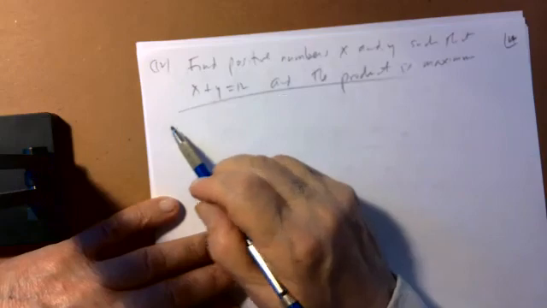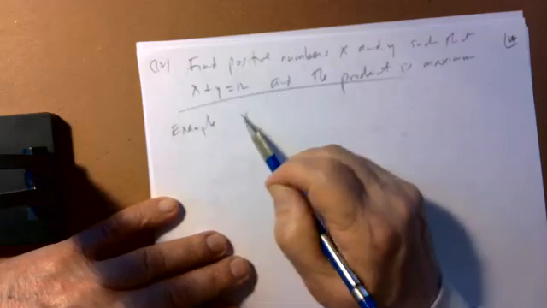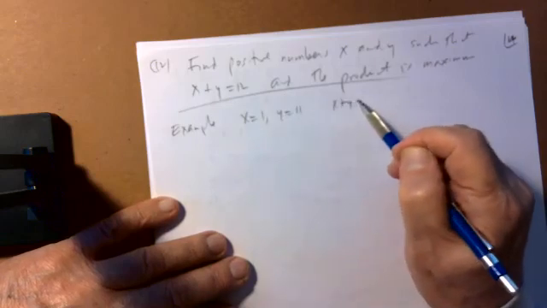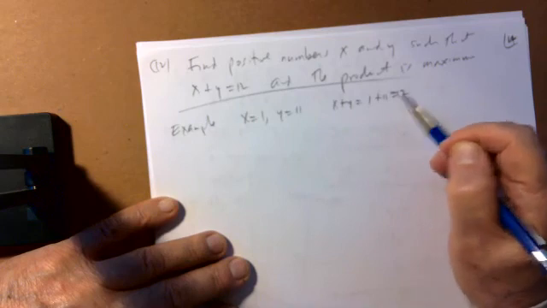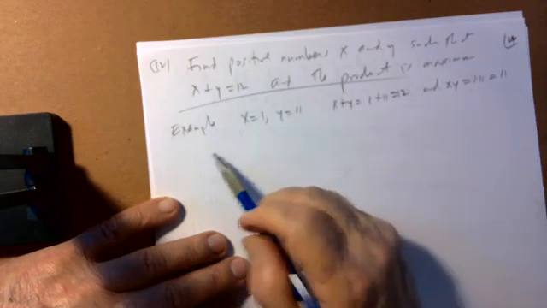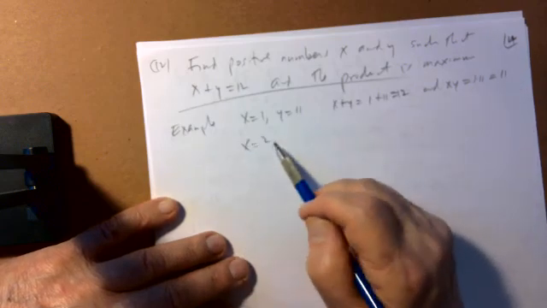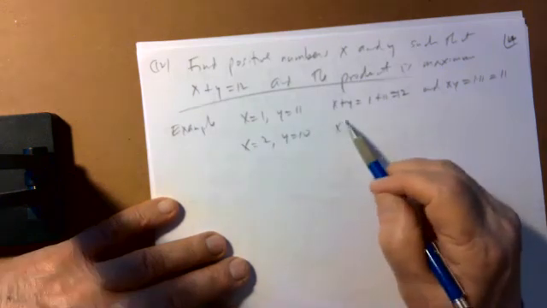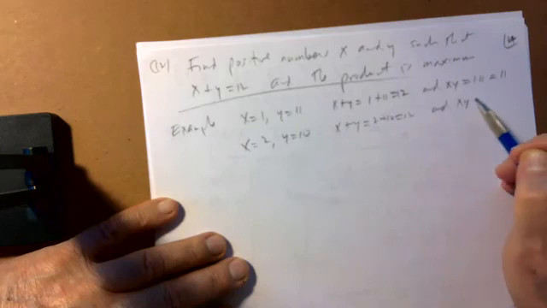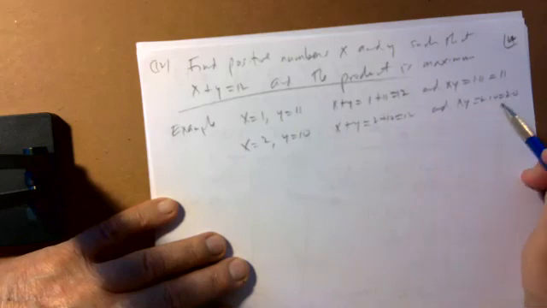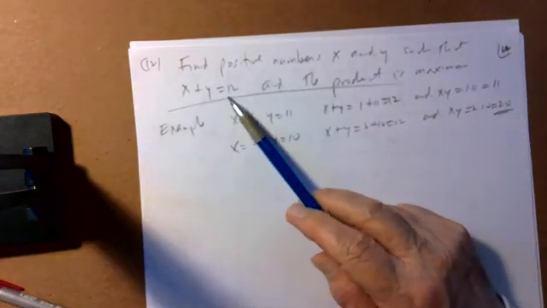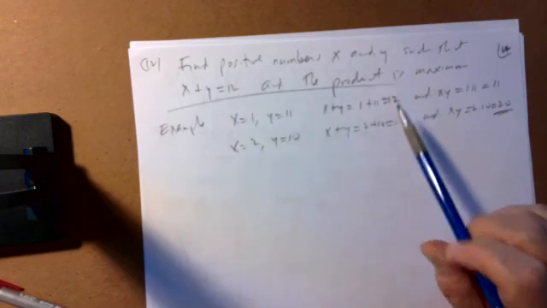So for example, if you take x equal 1 and y equal 11, x plus y is 1 plus 11 is 12, and x times y is 1 times 11 is 11. Or if you take x equal to 2 and y equals 10, x plus y is 2 plus 10 is 12, and x times y is 2 times 10 is 20, which is bigger. So you want to find what pair of positive numbers add up to 12 and maximize the product.